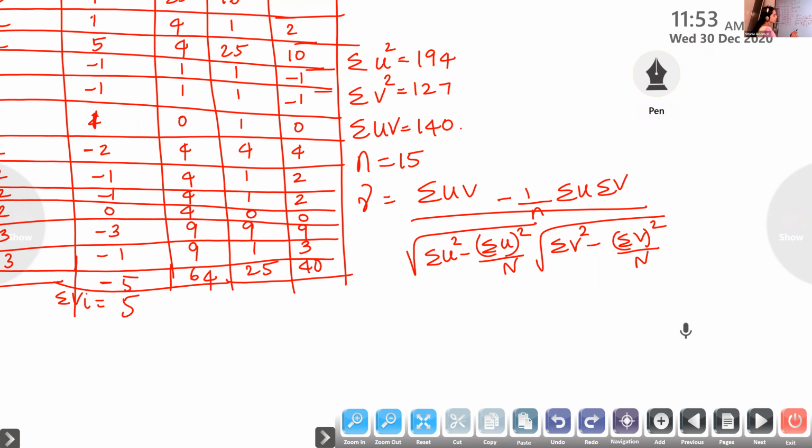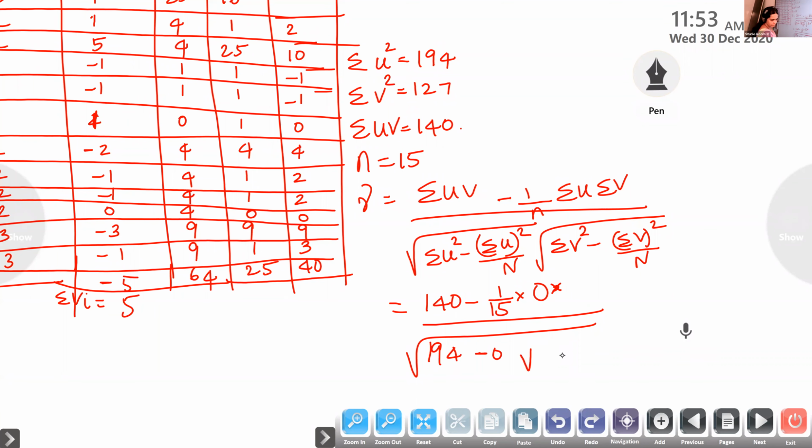So 140 minus 1 by 15 into sigma u. Sigma u, I think it is 0. So it will become 0. 0 into anything will become 0, by root of sigma u square. Sigma u square is 194 minus, that one also will become 0, into root of 127 minus 1 by 15 into sigma v square. So simplify this and find out what is the answer.